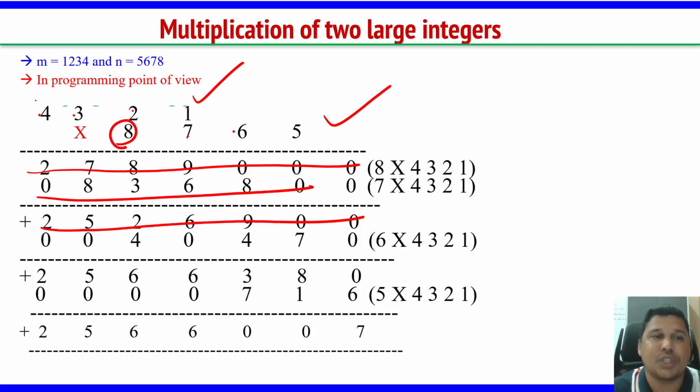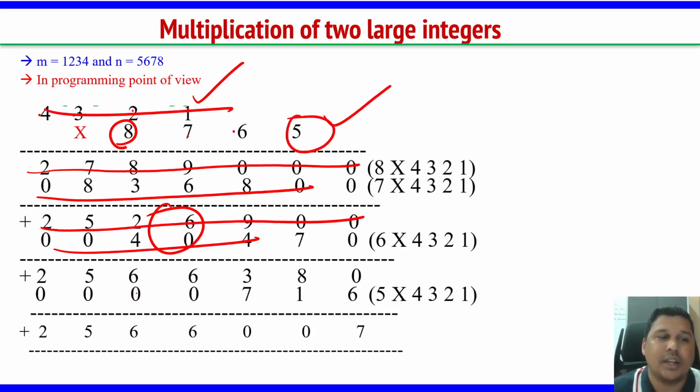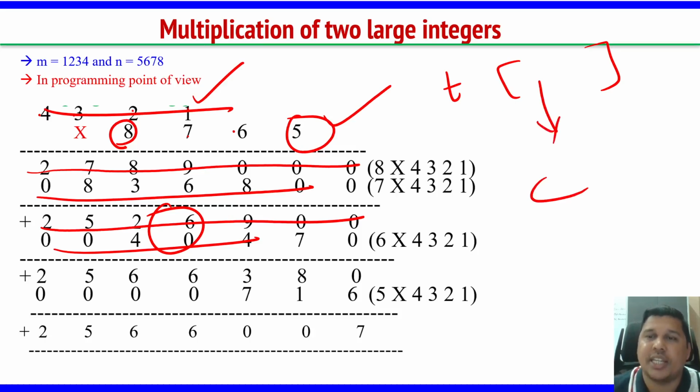Again multiply 6 with 4321, you get this. Again add it, so you get the result. Again multiply 5 with 4321, keep adding it into the C array. So, T is a temporary array which will be holding your temporary answer, add it to the C, C equal to C plus T. Keep doing this, so the final result is being pushed into C. Okay, so this is the logic of multiplying two large numbers.